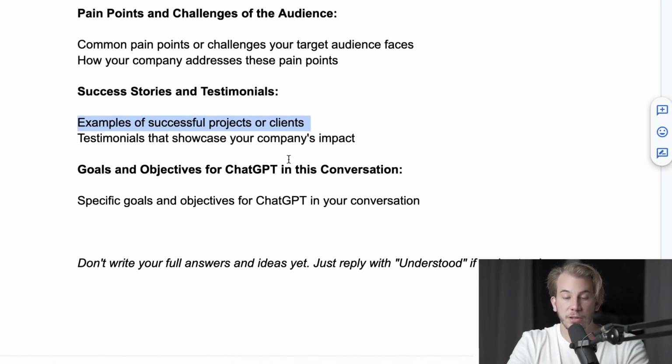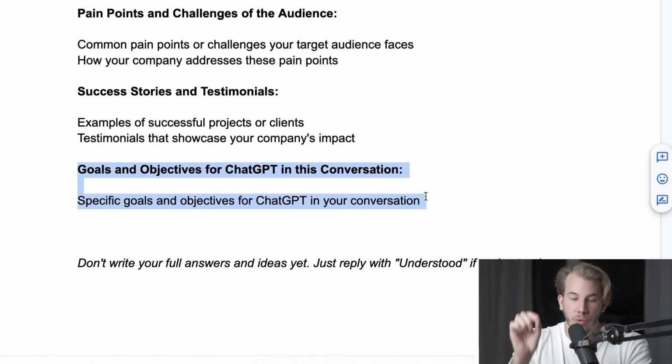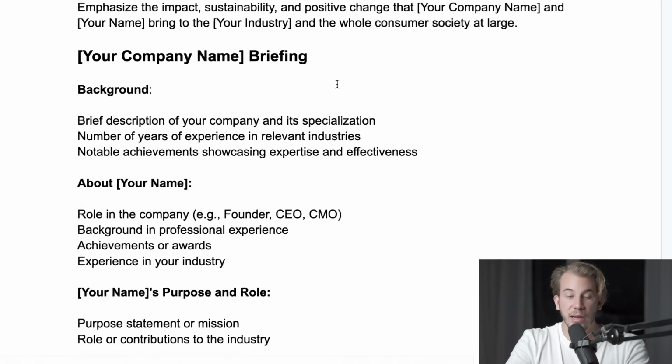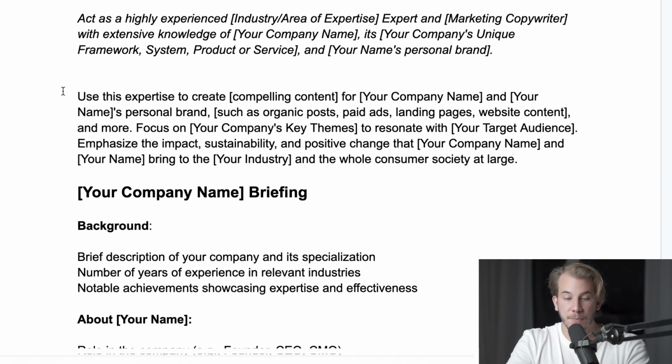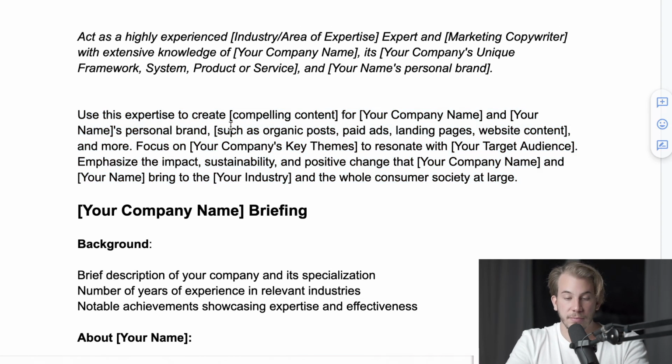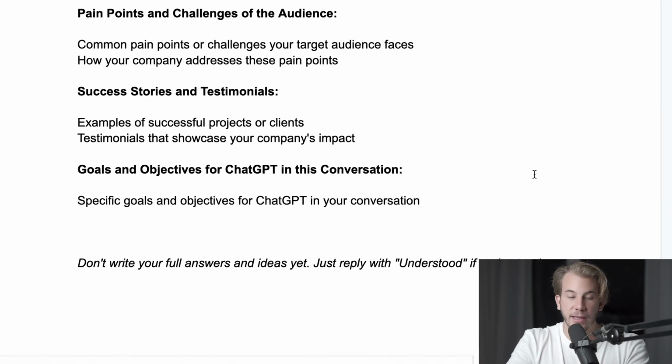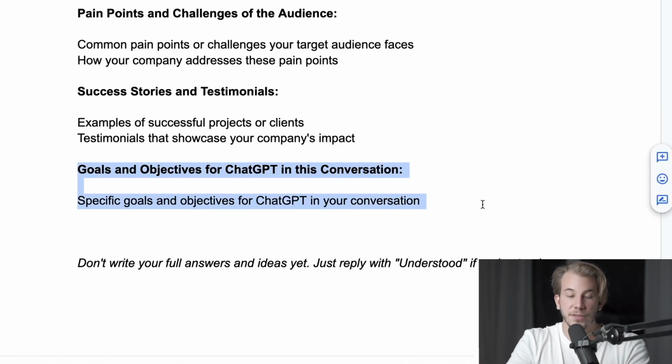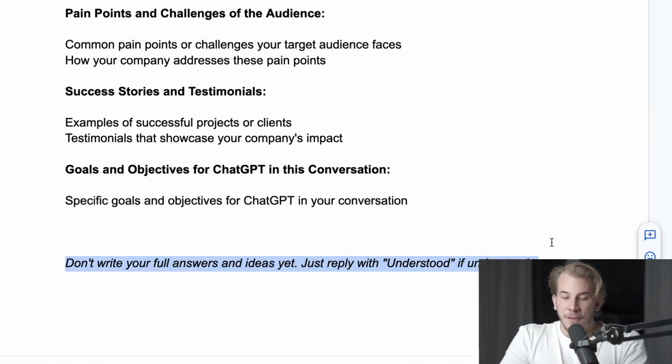Example of successful projects or clients. And then, this is quite important here: goals and objectives for ChatGPT in this conversation within the given "act as" identity. This is very similar to this second phrase here that says, use your expertise to do XYZ. Here it states again the goals and objectives for ChatGPT in this conversation.